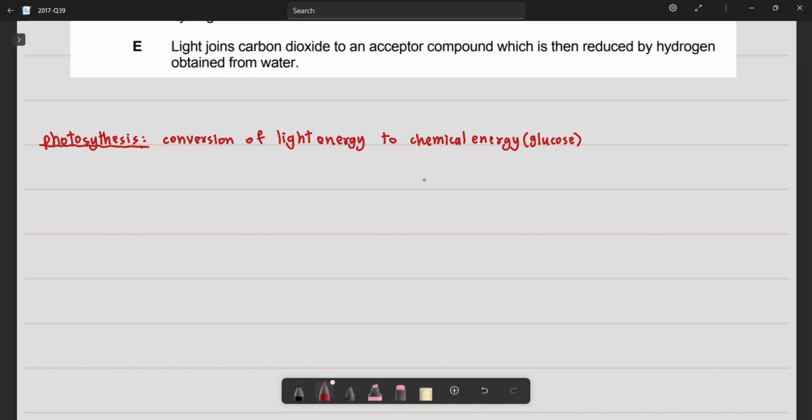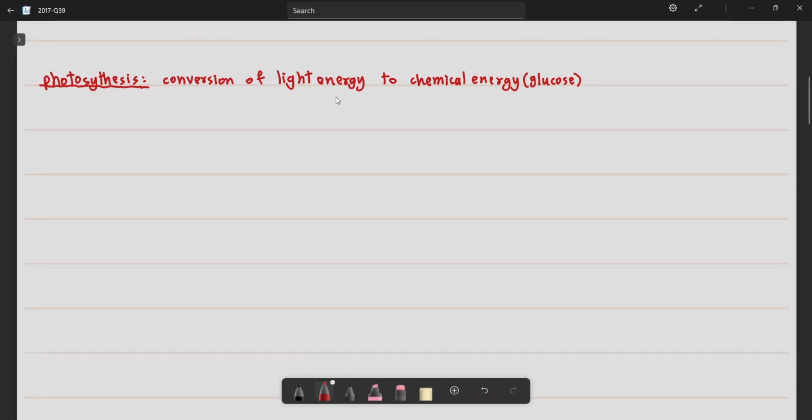Alright, so this is the main idea about photosynthesis, that it occurs in most photosynthetic organisms like the green plants and the algae. Okay, so these are the common organisms. Okay, so now photosynthesis is divided into two parts.